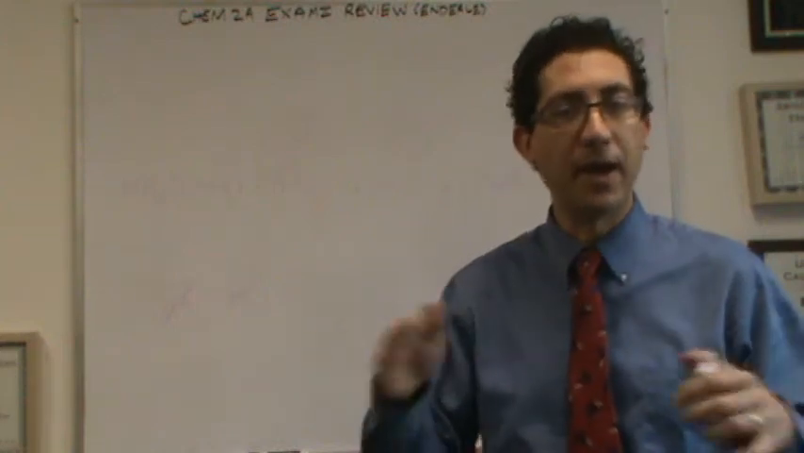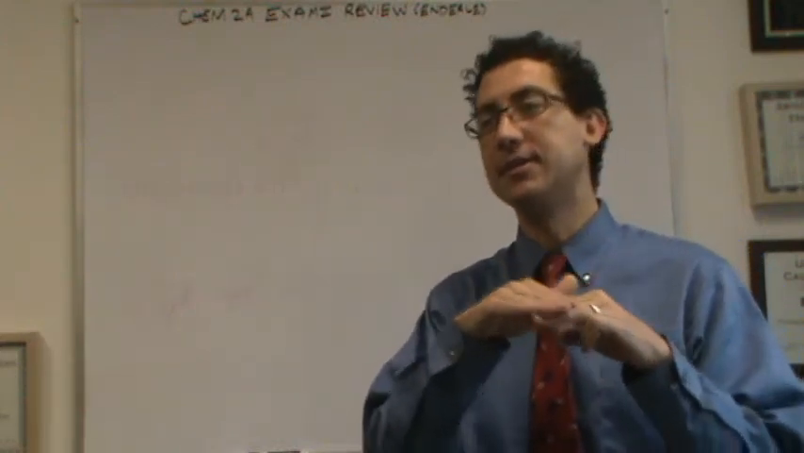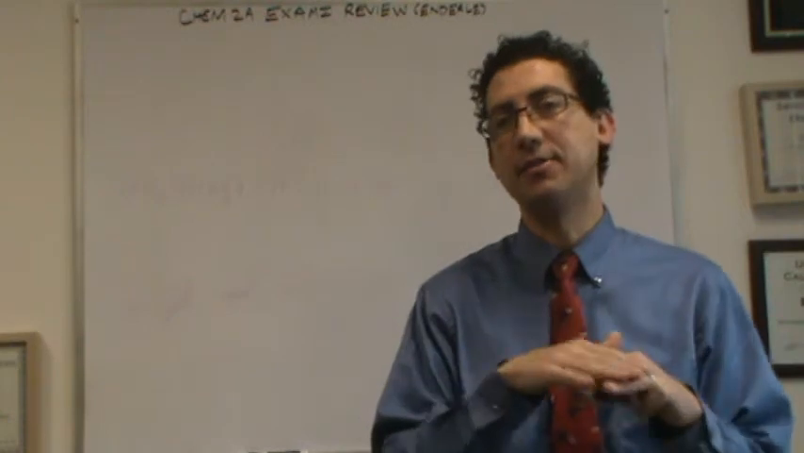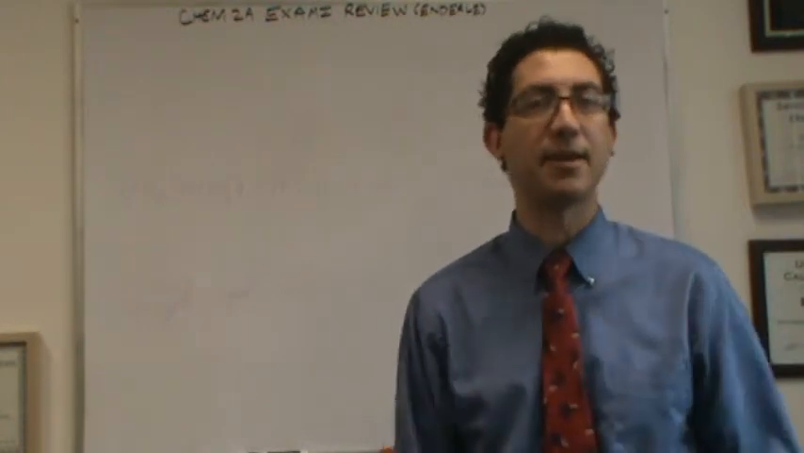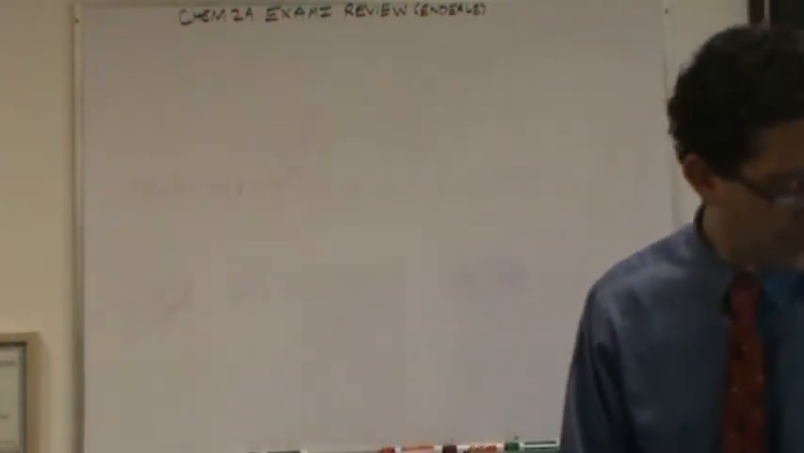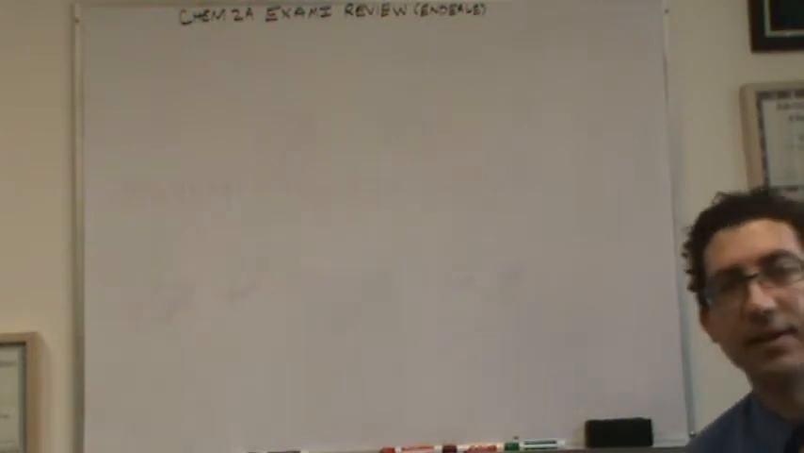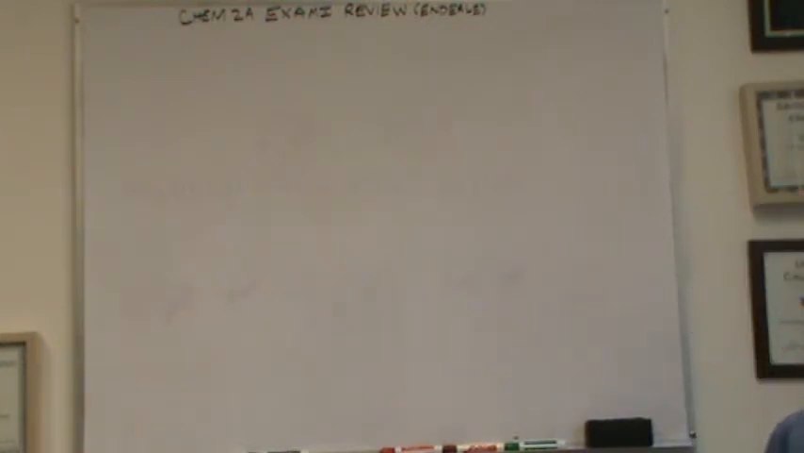In Chem2A format, acids have H plus in front of the molecule. So H2SO4, HCl, things like that would be acids. Alright, so that's all I've got to say about acids and bases. Let's go over to redox.